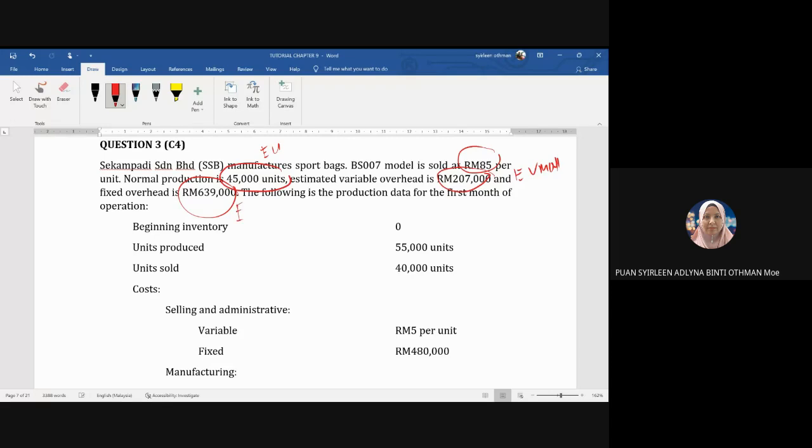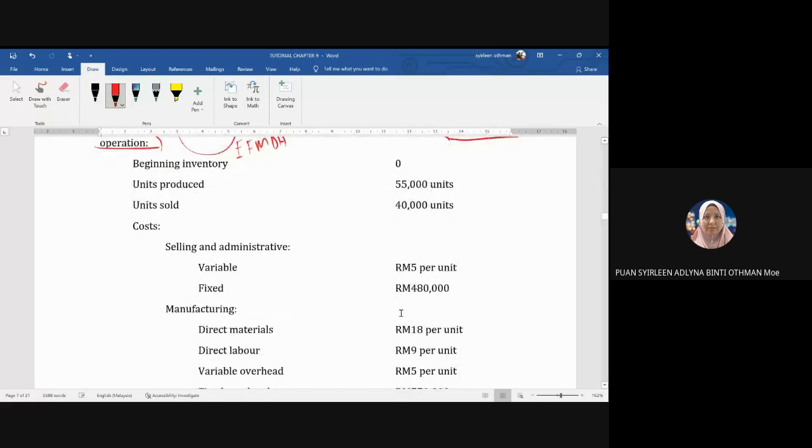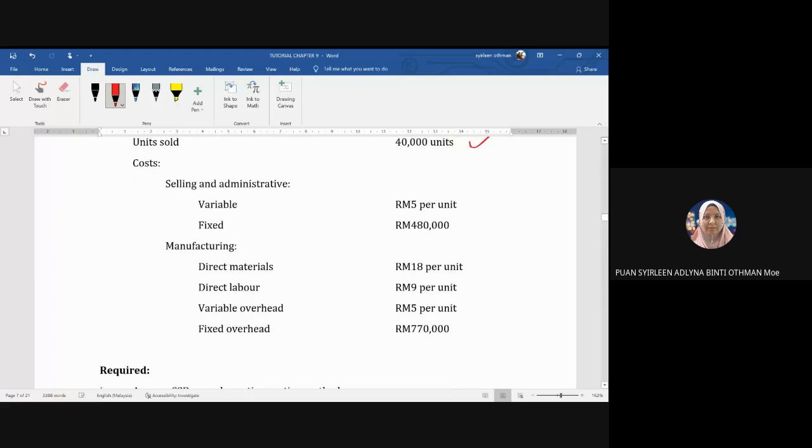Okay, 639. Okay, so dia bagi production data for the first month of the operation. Sebulan je ni. Alright. Okay, beginning inventory kosong, unit produce 55,000. Okay, and then kita ada unit sold. Alright. So here you have your cost for selling and admin, and then you have your cost for your manufacturing.